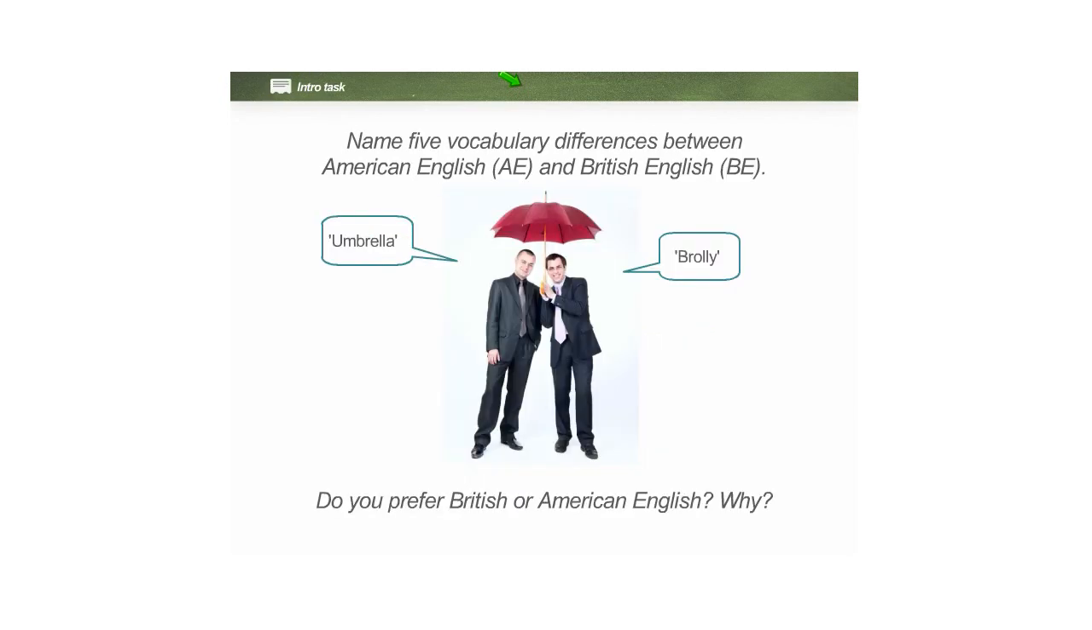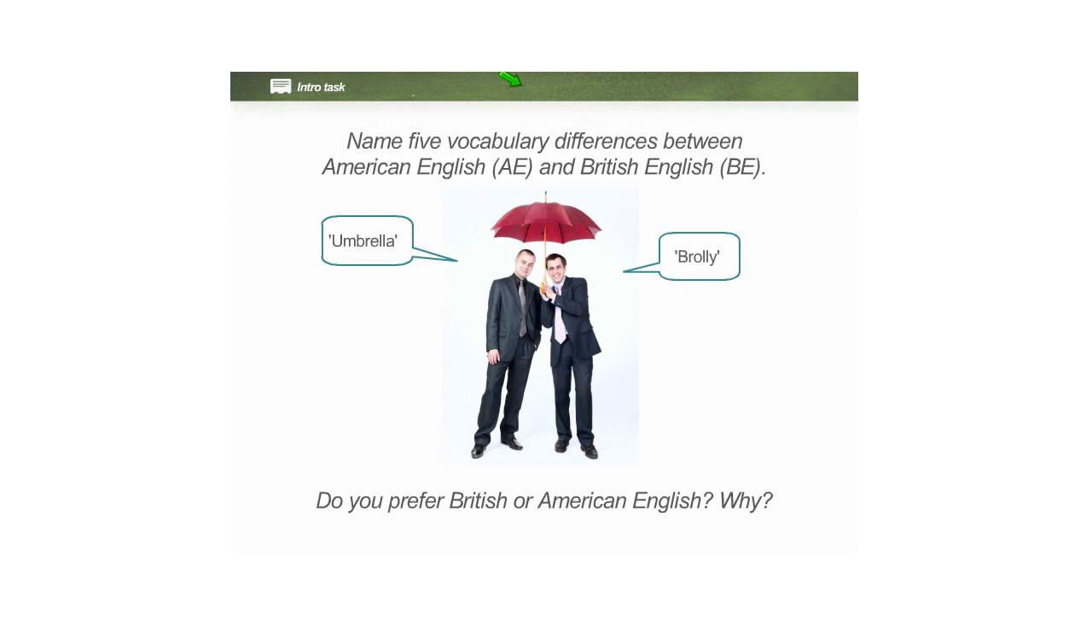Okay, we're going to name 5 vocabulary differences between American English and British English. Now, being British myself, I'm not going to agree with all of these slides, okay? So the first one, umbrella and brolly. This English Town presentation is saying that umbrella is American English and that brolly is British English. Well, I have to disagree with this, I'm afraid.